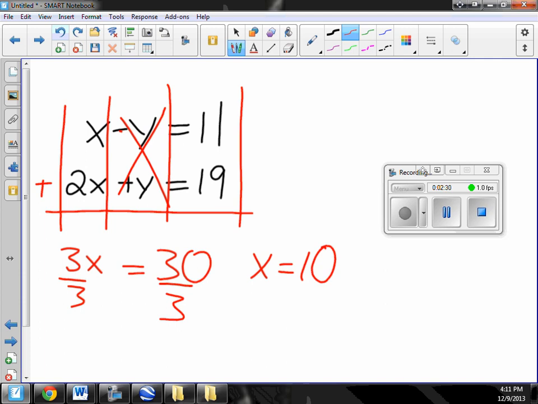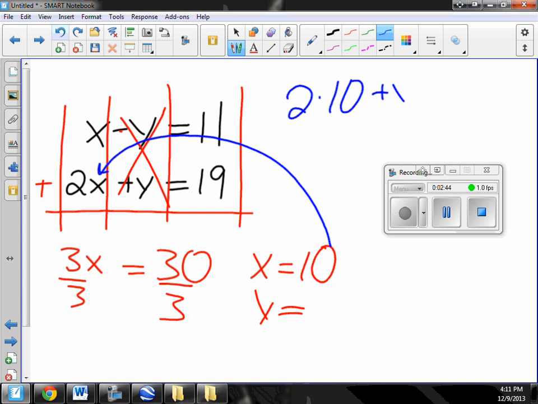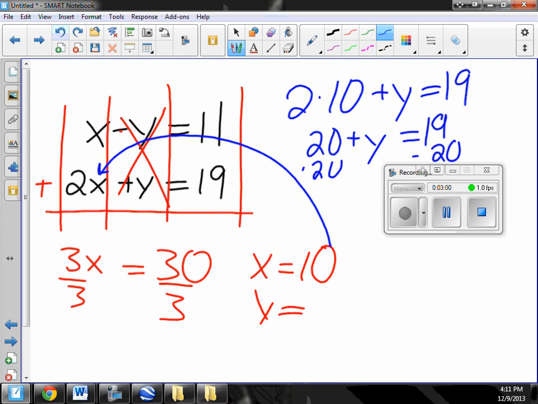Now I need to know what my y value is. So I take this 10 and I plug it back in for x, and it doesn't matter which equation you use. So 2 times 10 plus y equals 19. 2 times 10 is 20, plus y equals 19. Now I need to move the 20 over, so I subtract it, and I get y equals negative 1. That was quite a bit faster than doing substitution.